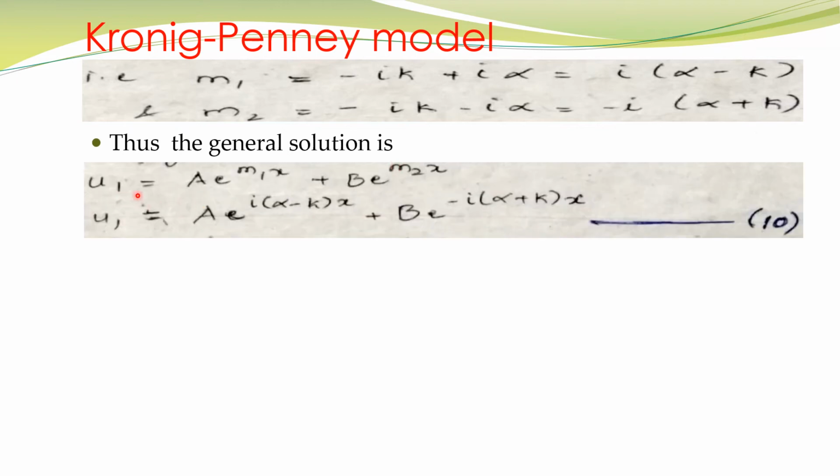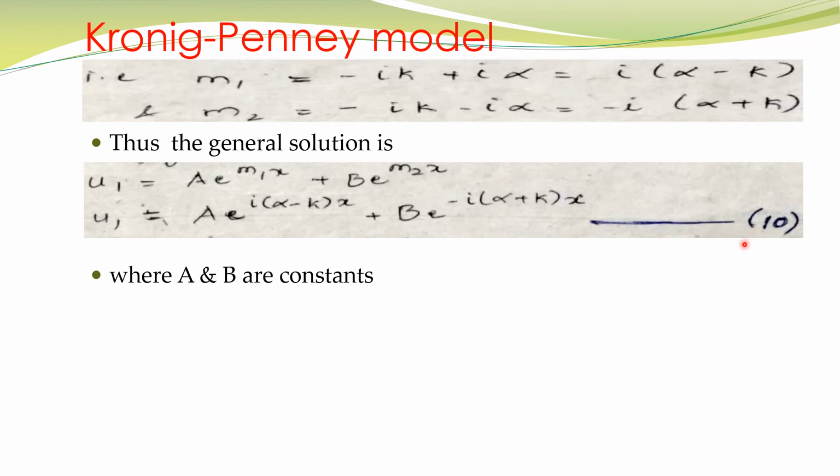That is, m1 is equal to minus ik plus i alpha, that is equal to i into alpha minus k, and m2 is the second root, that is minus ik minus i alpha, is equal to minus i into alpha plus k. Thus, the general solution is u1 is equal to a e raised to m1x plus b e raised to m2x. Substituting m1 and m2, you get u1 is equal to a e raised to i into alpha minus k into x plus b into e raised to minus i into alpha plus k into x.